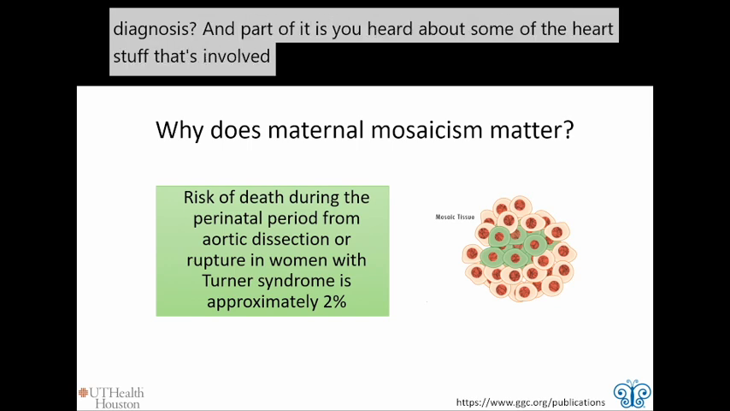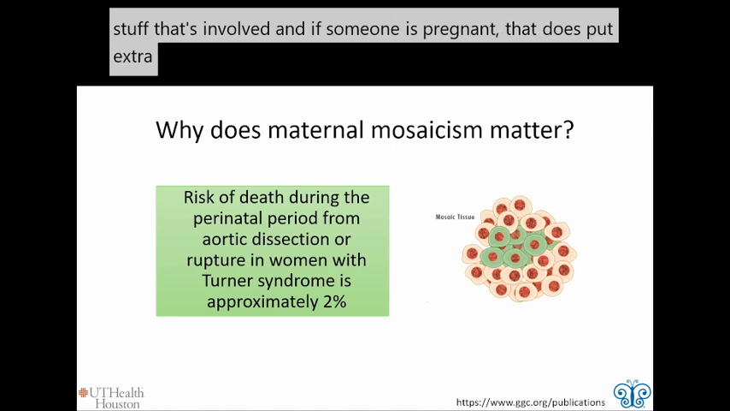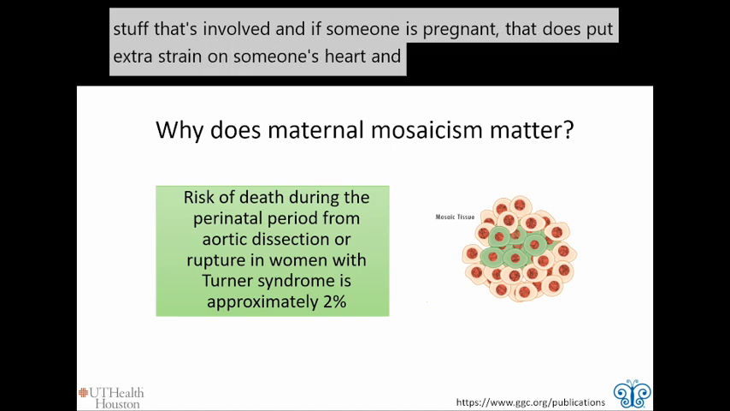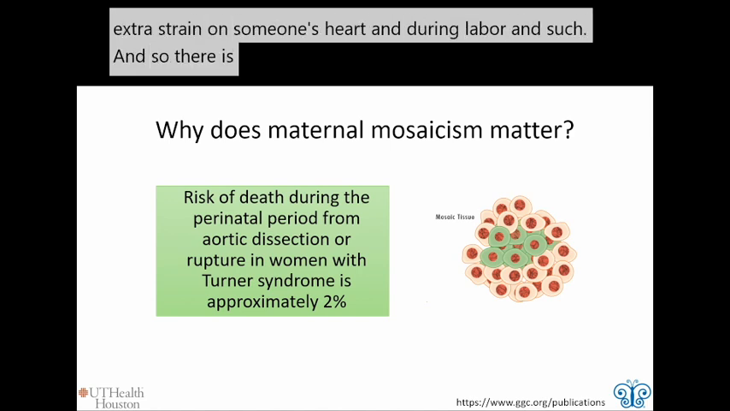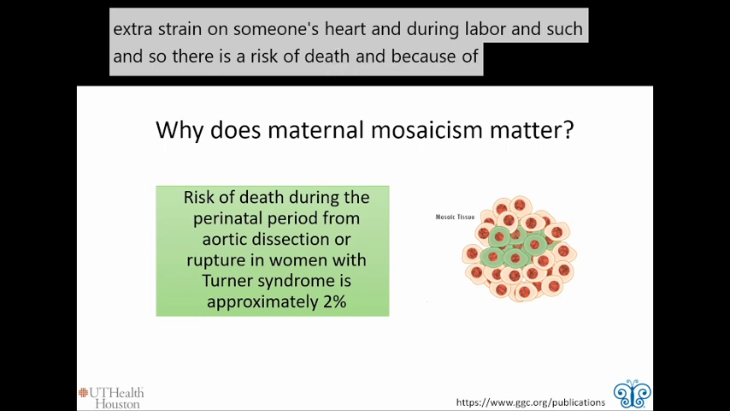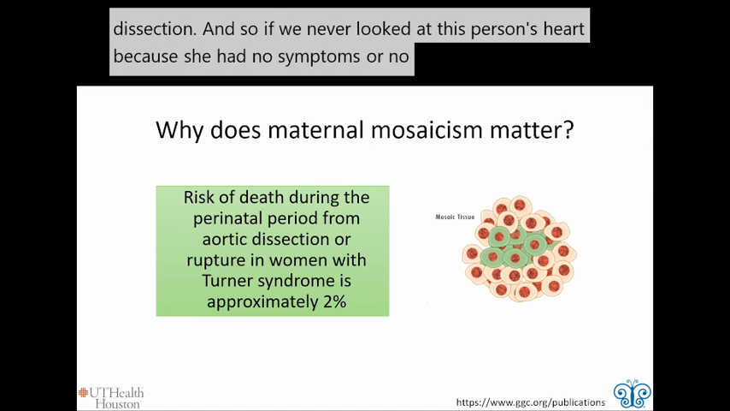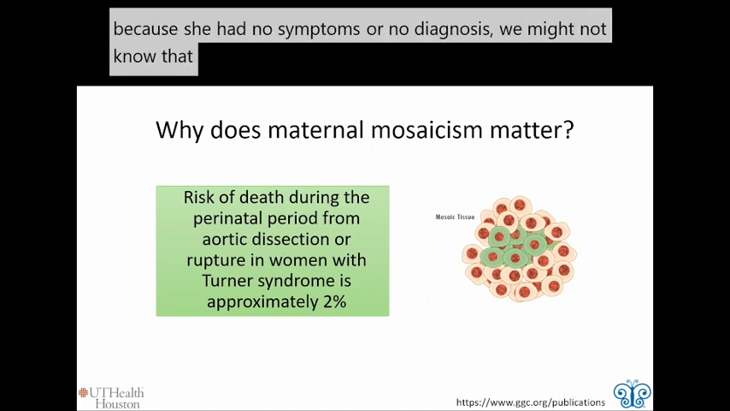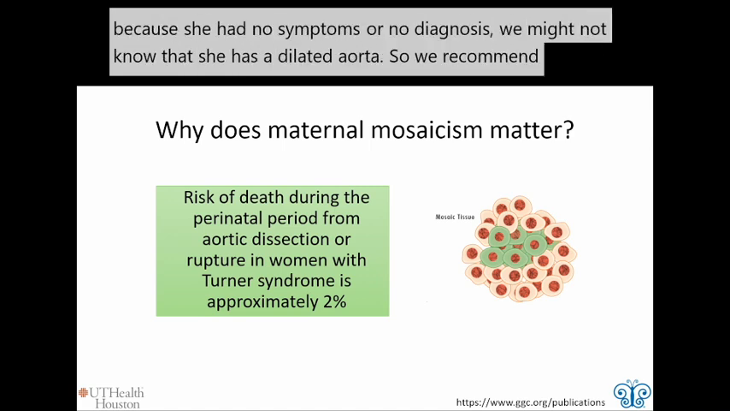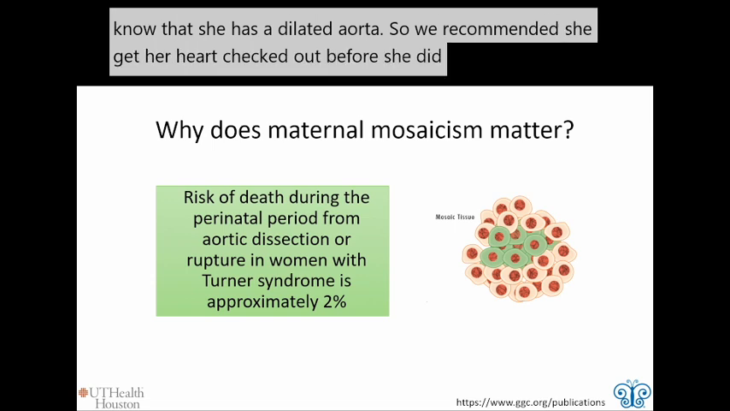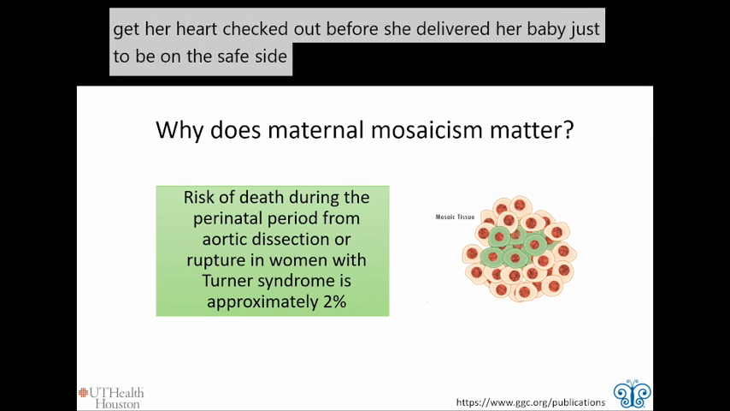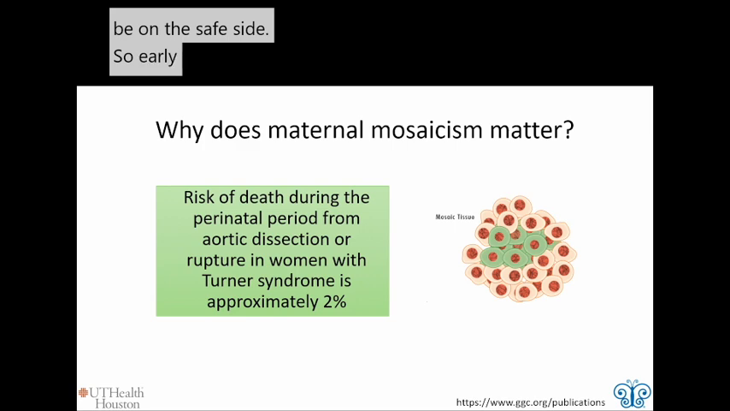if someone is pregnant, that does put extra strain on someone's heart and during labor and such. And so there is a risk of death because of aortic dissection, and so if we never looked at this person's heart, because she had no symptoms or no diagnosis, we might not know that she has a dilated aorta. So we recommended she get her heart checked out before she delivers her baby, just to be on the safe side. So early diagnosis can be key for a number of reasons.